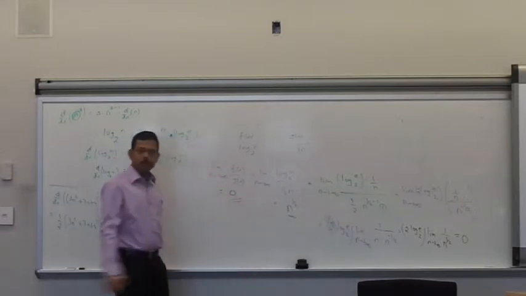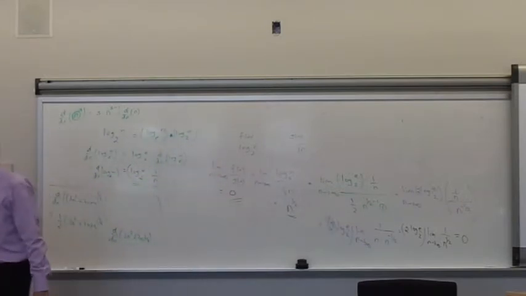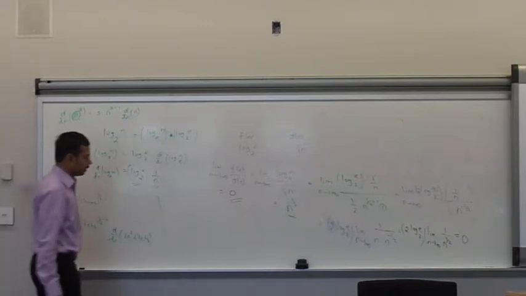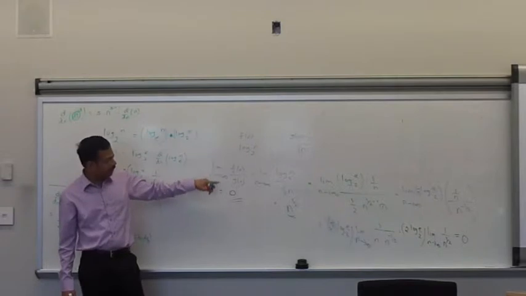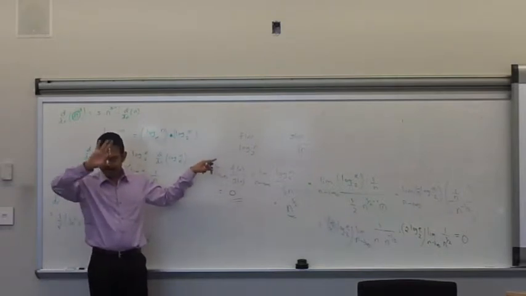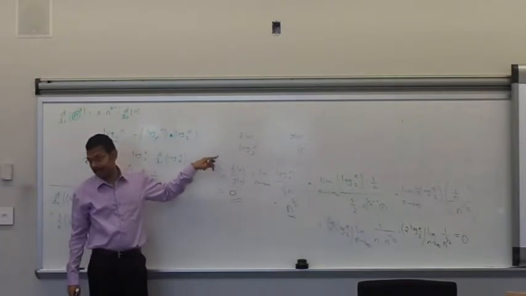If this is 0, what can we conclude? Which one grows faster, or do they grow at the same rate? Which case is it? Which one grows faster?